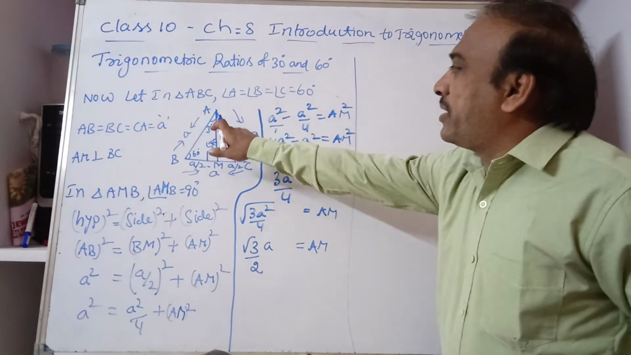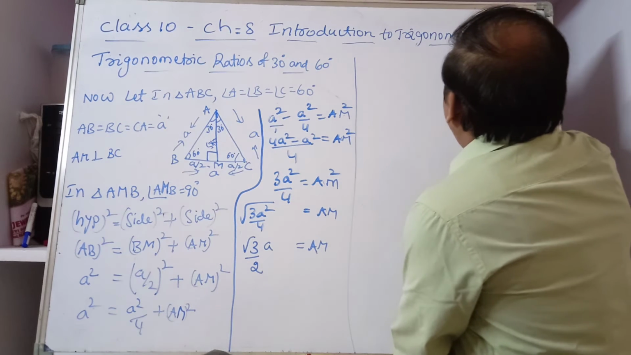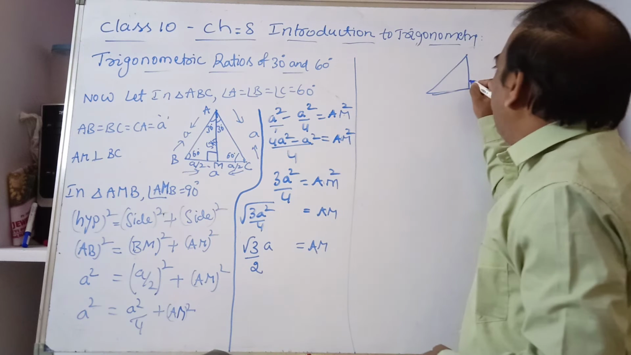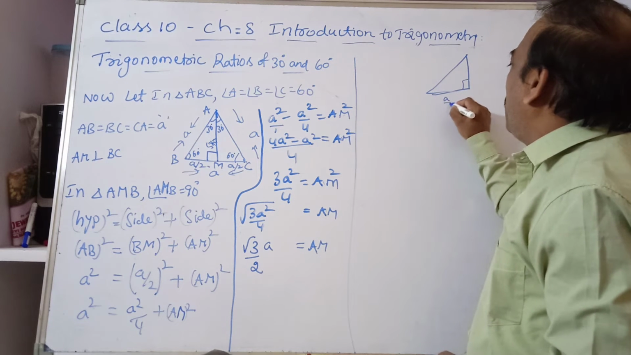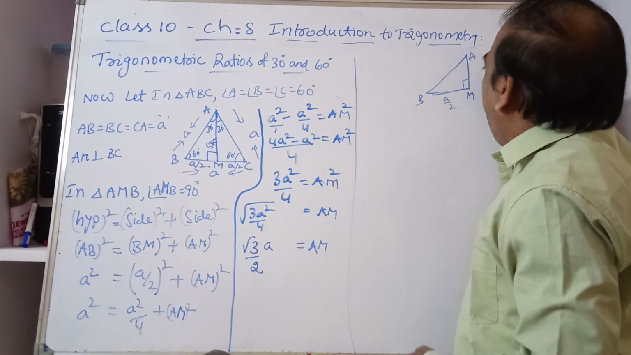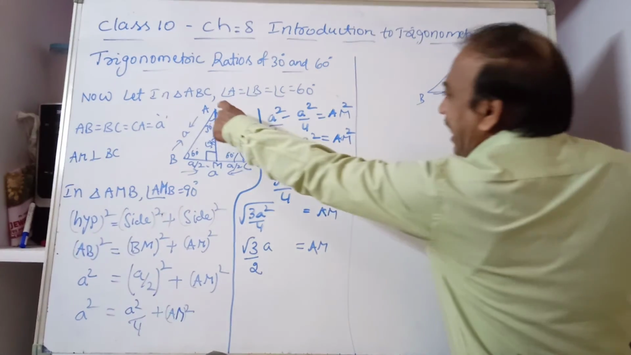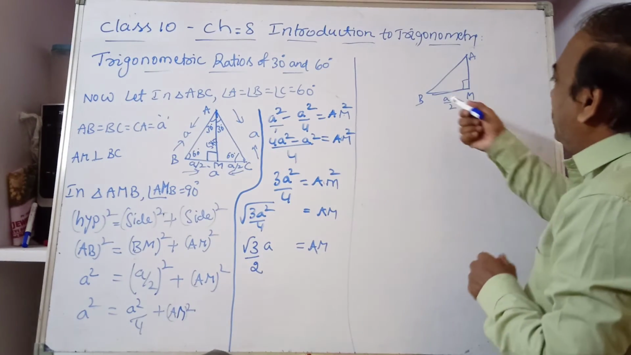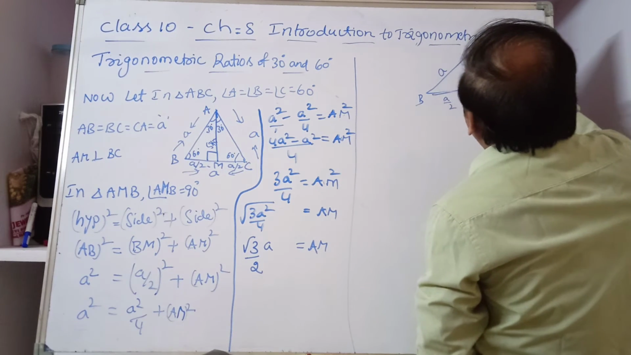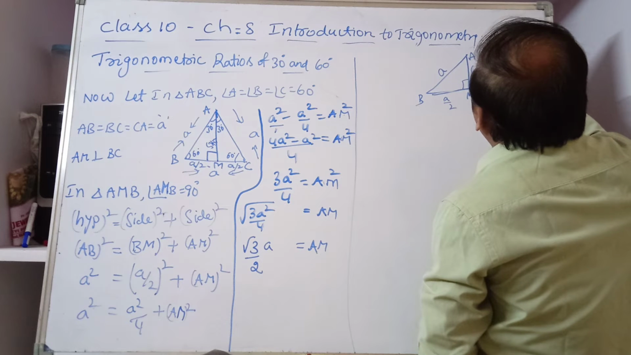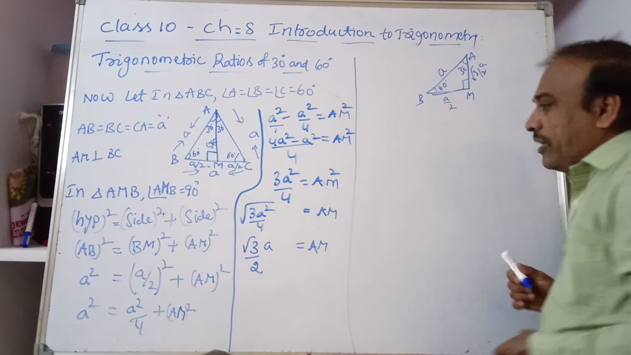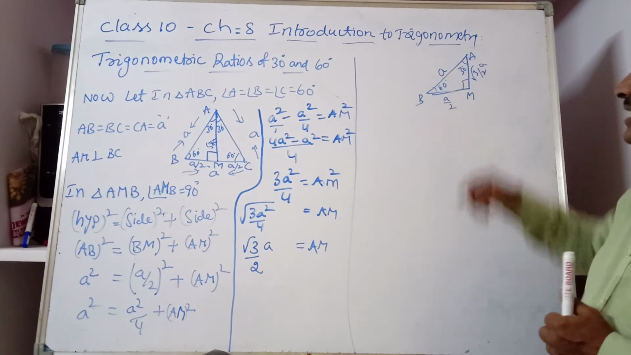Here, in the triangle, I am taking only one particular part. Here it is 90 degrees and this is A by 2. We took point M here, so BM and A. I am talking about only this triangle ABM. In that, this is A by 2, this is side A, and this is root 3 by 2 A. Here is 60 degrees and here is 30 degrees. Now you observe it: here 60 degrees and 30 degrees.